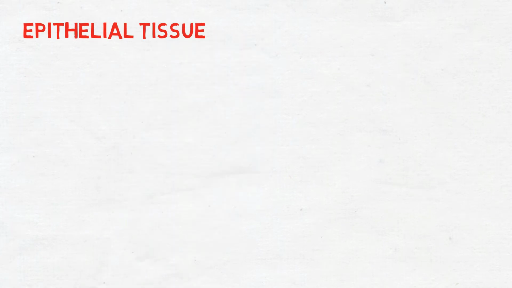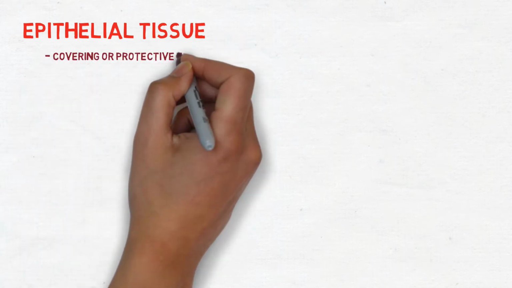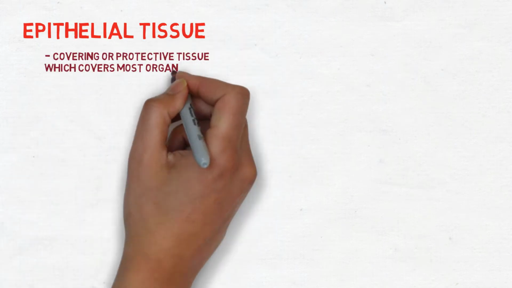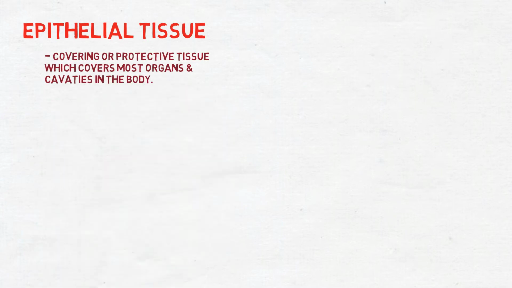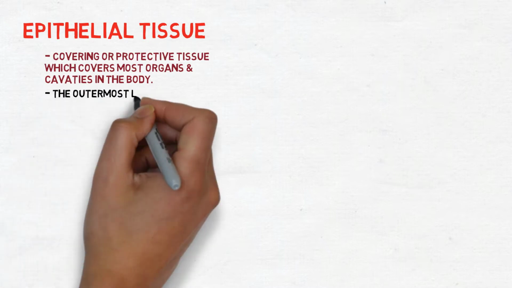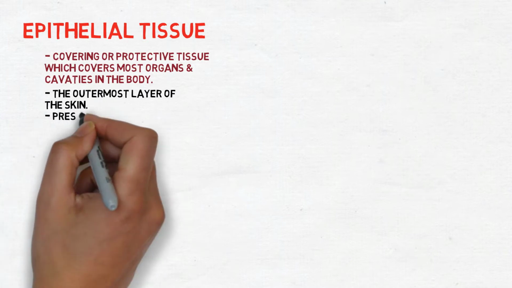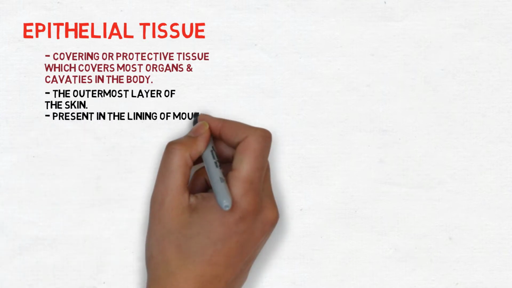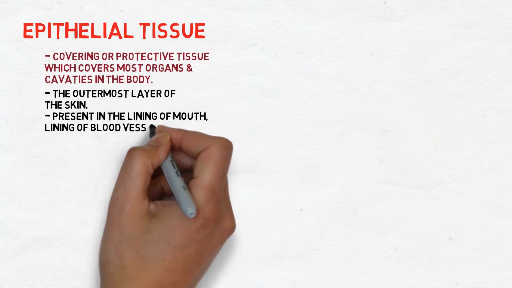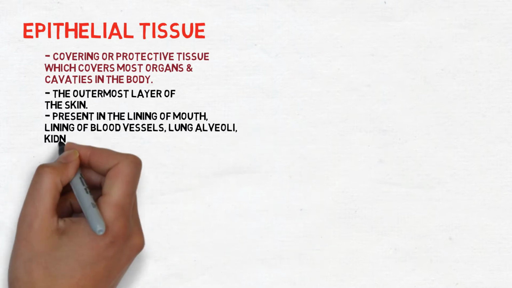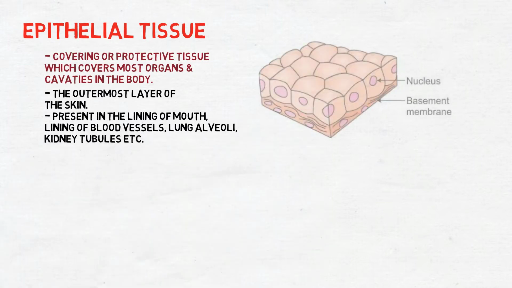Epithelial tissue is the covering or protective tissue which covers most organs and cavities in the body. If you look at yourself in the mirror, most of what you will see is the epithelial tissue. Epithelial tissue forms the outermost layer of the skin and it protects the body. So obviously everything that has to pass through this barrier has to cross at least one layer of epithelium.